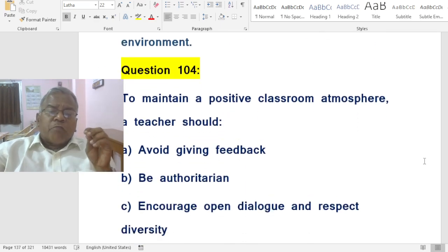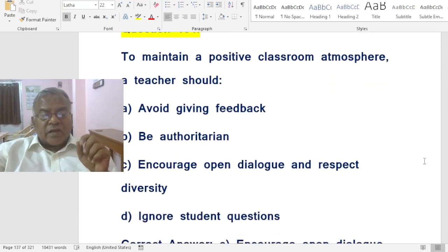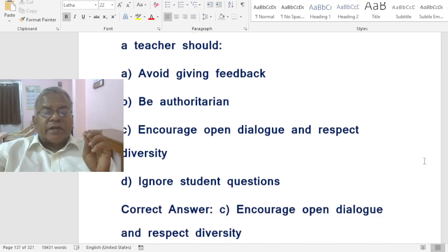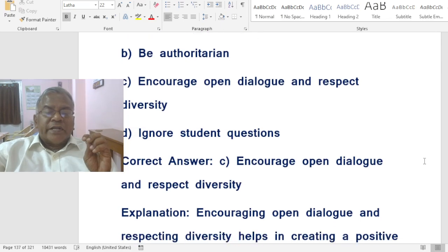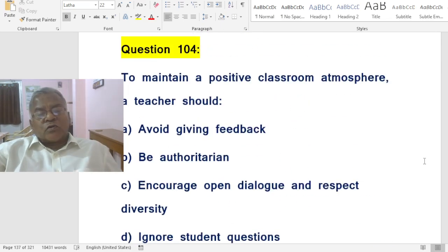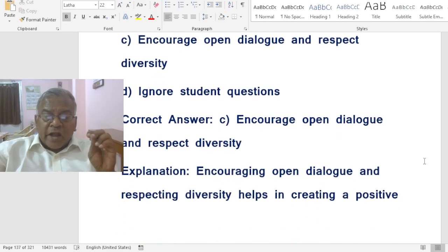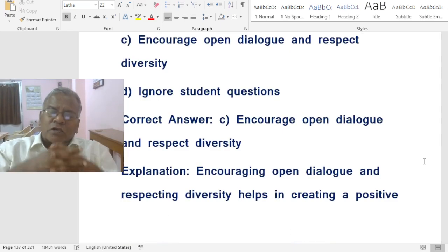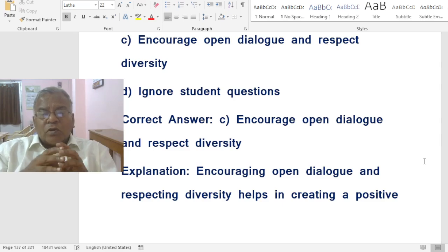To maintain a positive classroom atmosphere, teachers should: A, avoid giving feedback; B, be authoritative; C, encourage open dialogue and respect diversity; D, ignore student questions. So, to maintain a positive classroom atmosphere, a teacher should encourage open dialogue and respect diversity. That is a different background, students from different backgrounds, different lifestyles, different intelligence levels. So that is diversity. So that is the idea.